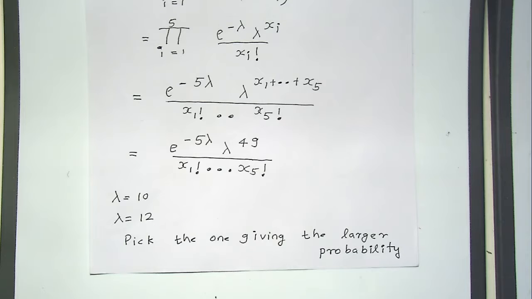I think you need the 5 too. No, you need the whole thing. You need the whole numerator. You need to compute the numerator at lambda 10 and lambda 12, and choose the one. If we divide them, the 5 will go up on both. No, it will not. It will be lambda 1 over lambda 2, all to the power 5.